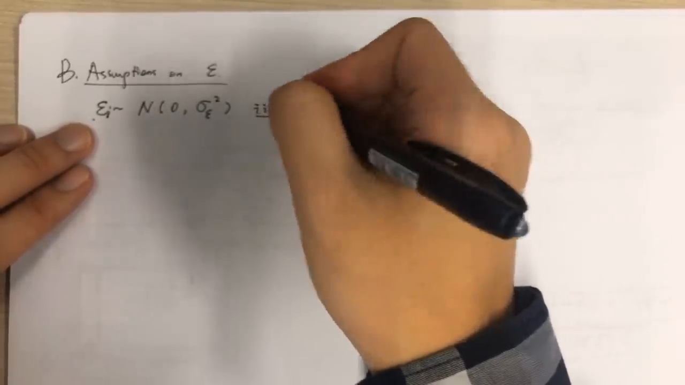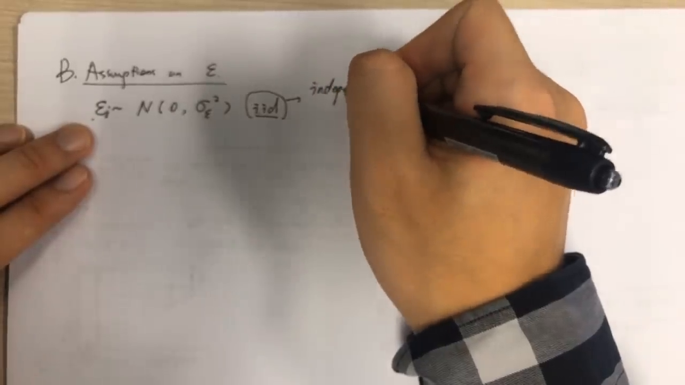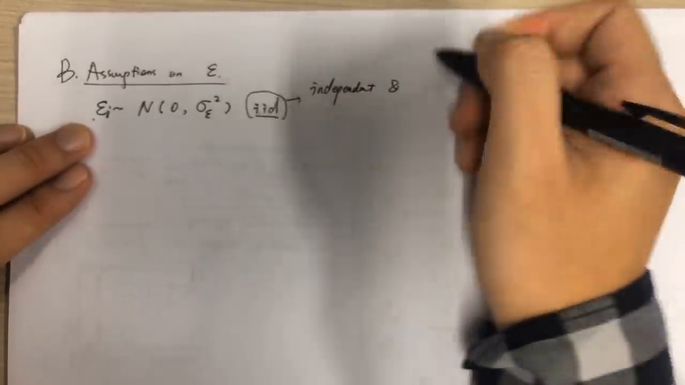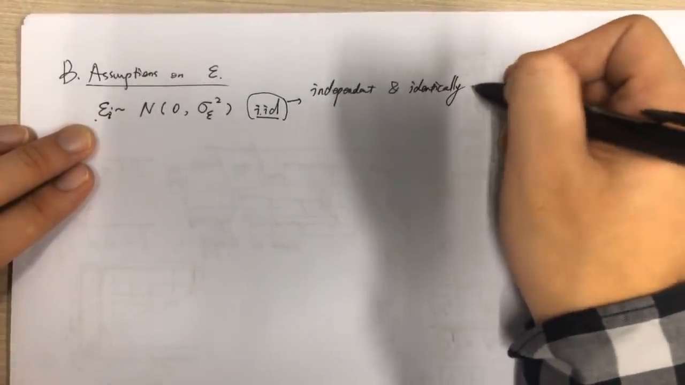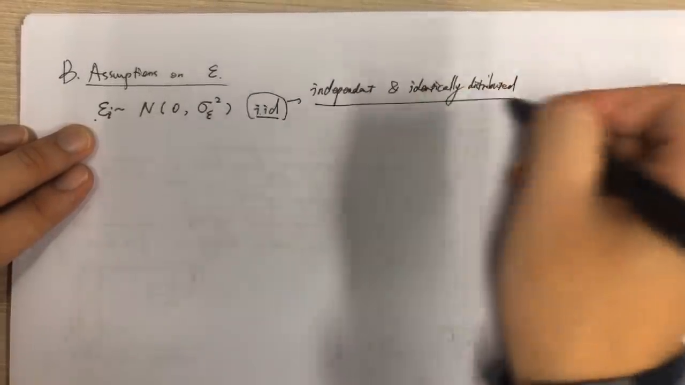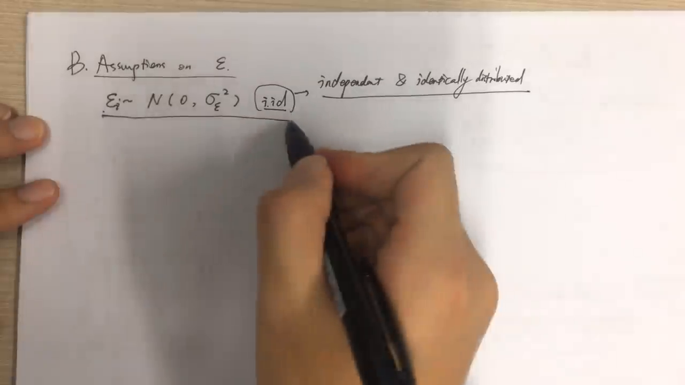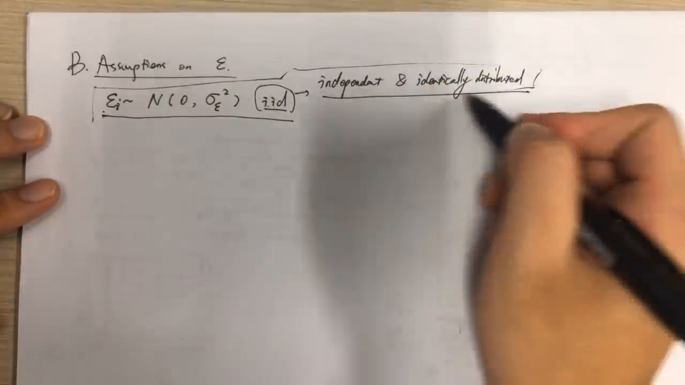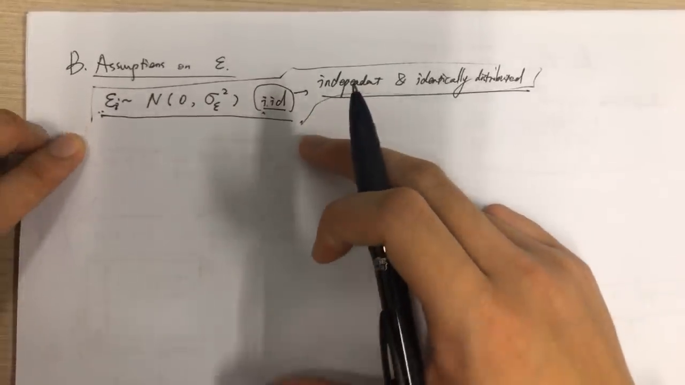So IID, later on you will know IID stands for independent and identically distributed. Okay, independent and identically distributed. So now let's look at the assumption here. In your textbook or in your slide, it actually breaks down this assumption into 4 different aspects.